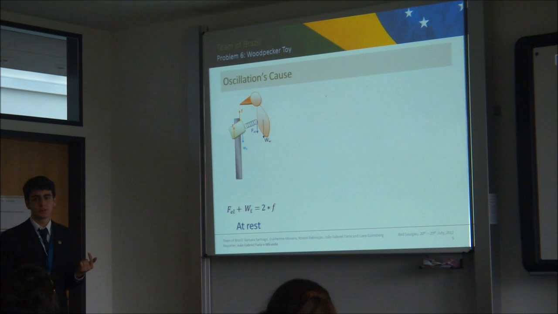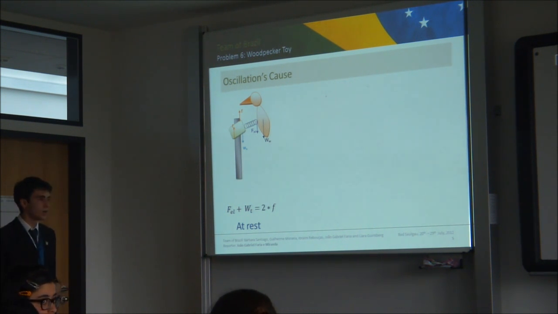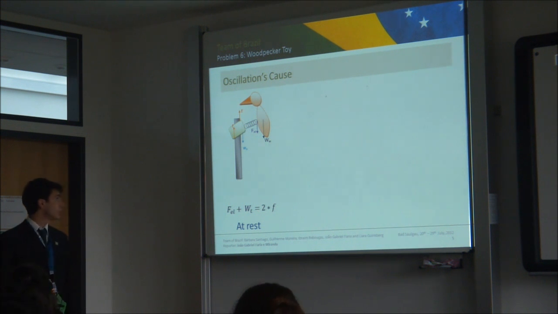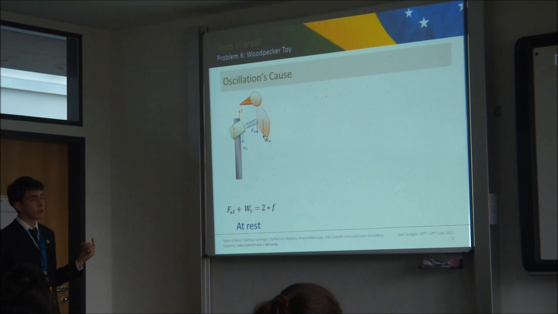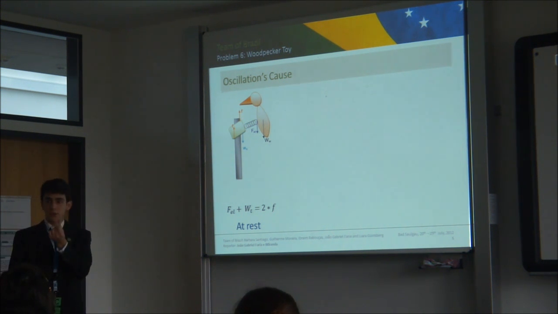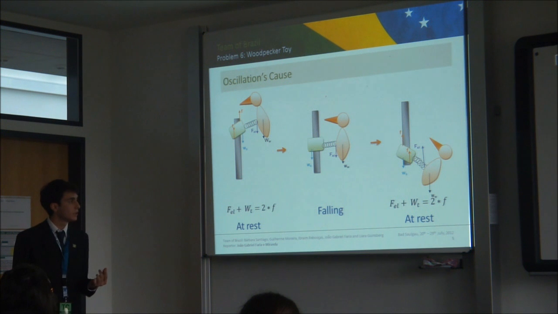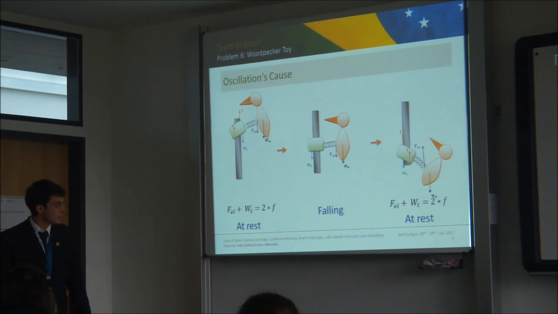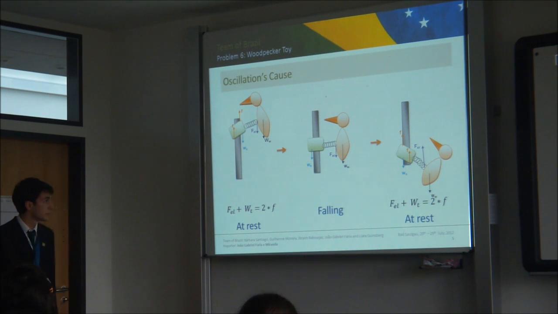First, when the woodpecker is stopped, and then when he's falling. When he's stopped, the elastic force plus the weight force is equal to the friction. But as we have oscillatory motion caused by the spring, the sleeve loses contact with the rod, and the woodpecker starts falling. And again, when he makes contact again, the forces equalize again, and we have the woodpecker at rest, as you can see in these pictures.